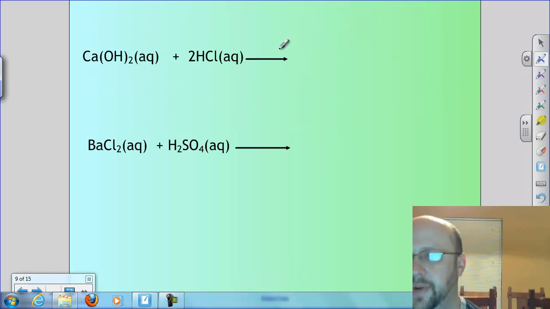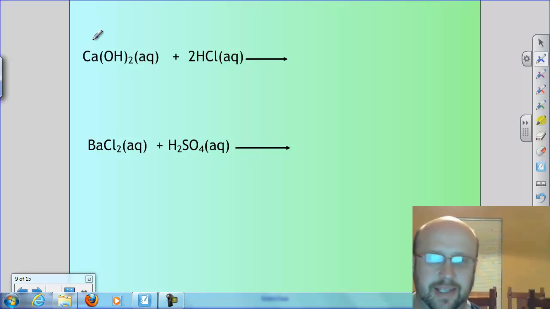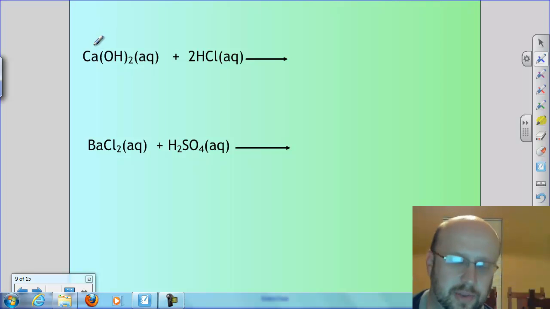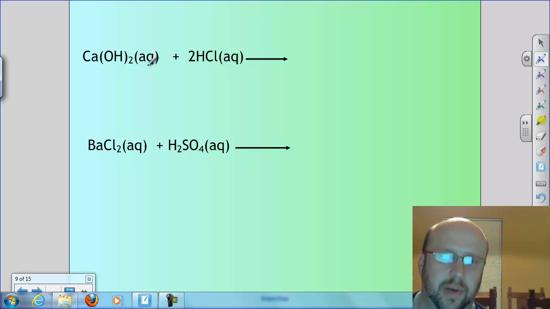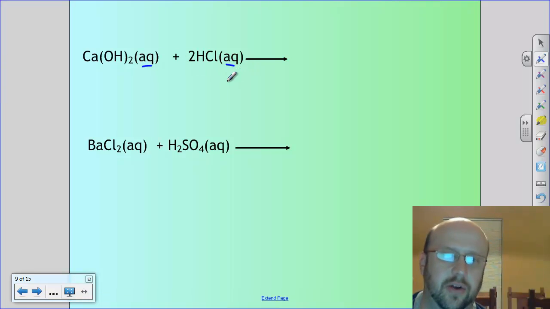The easiest way to do this is sort of what I like to call the inside-out method. You'll notice that it has some similarities just a little bit to the FOIL method that you learn in algebra. So here's the way it works. I know this is double replacement because I had two ionic compounds, and they're both aqueous. It doesn't have to say aqueous. You can usually pretty safely assume that it is if you've got two ionic compounds like this.